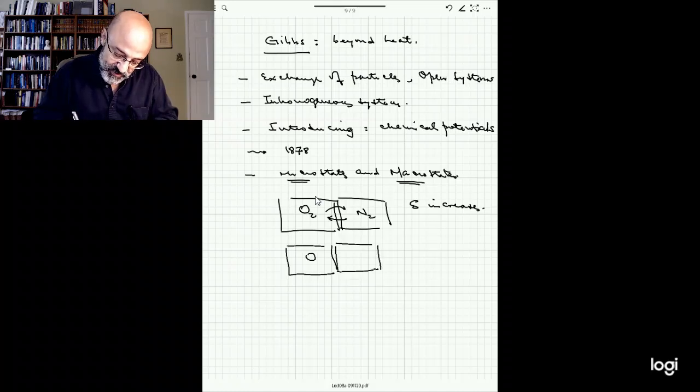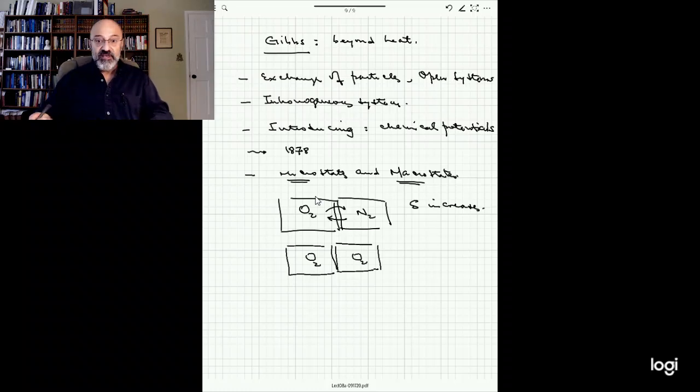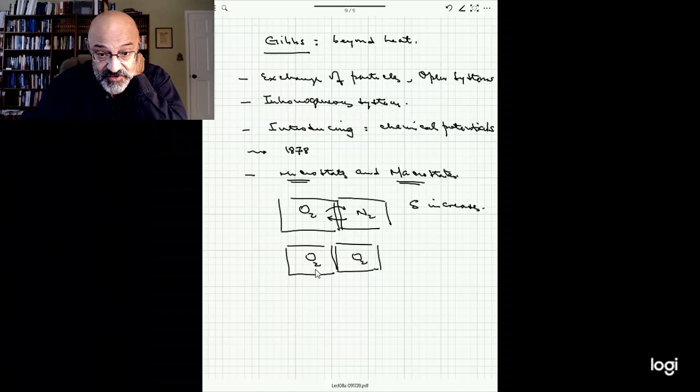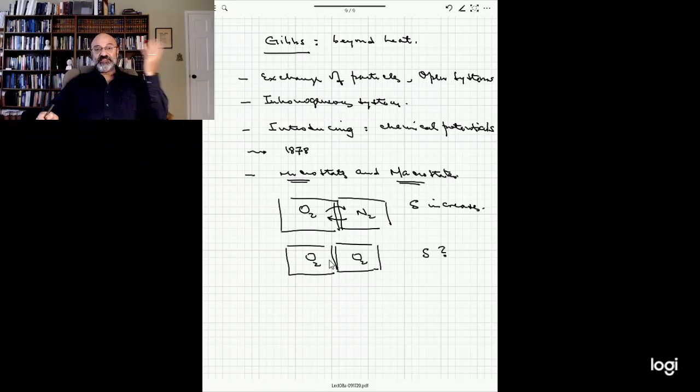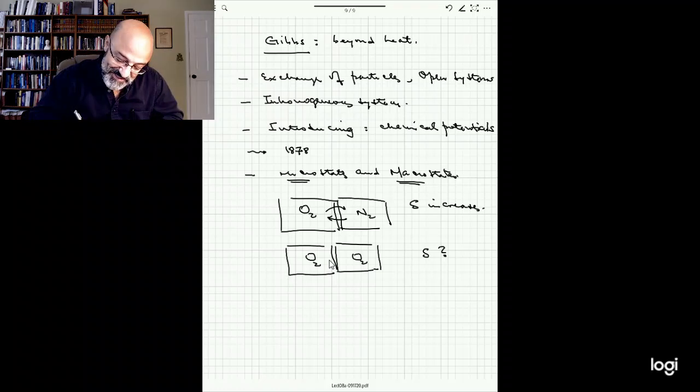But what happens if you were to have the two components being made of the same gas? Clearly the molecules of O2 that were over there now can occupy a much bigger space, while the molecules of O2 over here can now also occupy a much bigger space. What happens with the entropy? Does it increase or does it decrease? This kind of problem is what's typically called the Gibbs paradox.